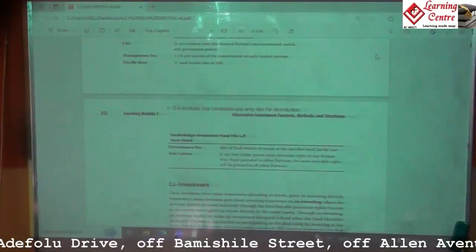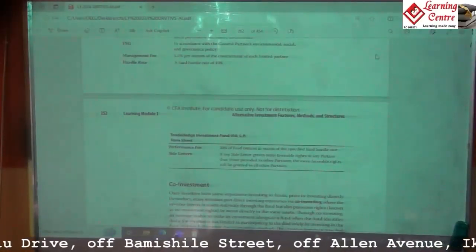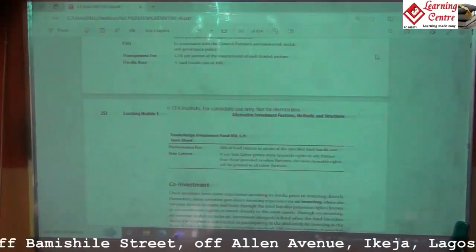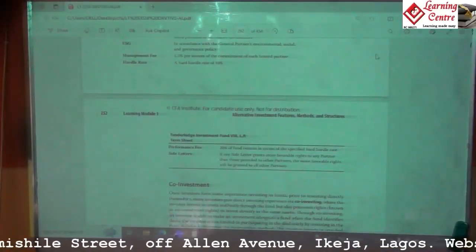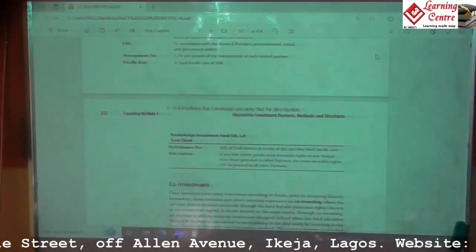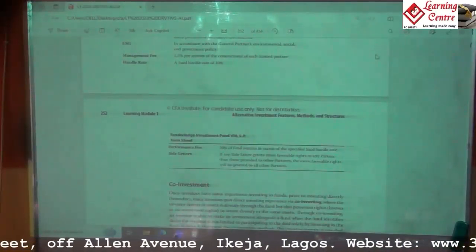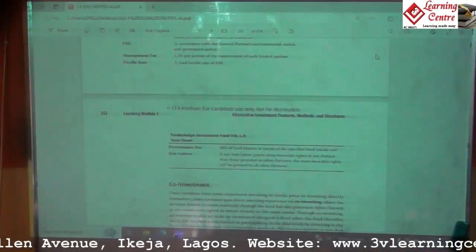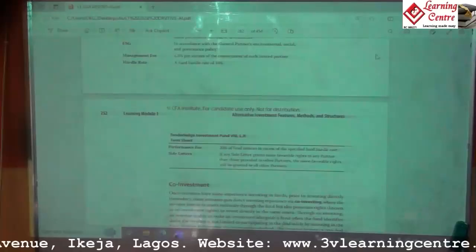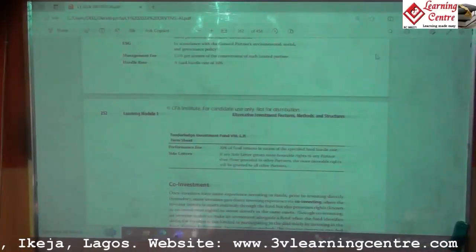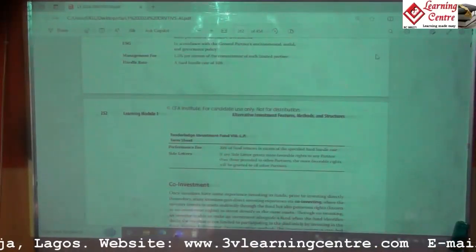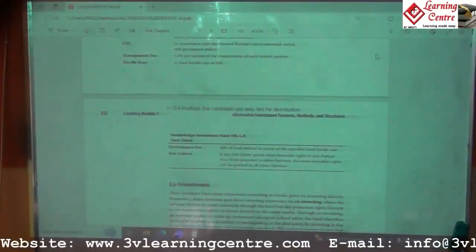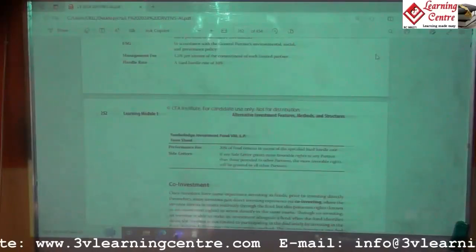So for the hard hurdle rate, the general partner earns a fee on annual return in excess of the hurdle rate. In a hard hurdle rate, the general partner earns a fee on annual return in excess of the hurdle rate. So it is only when it exceeds that particular return that the person can claim performance fee or incentives.